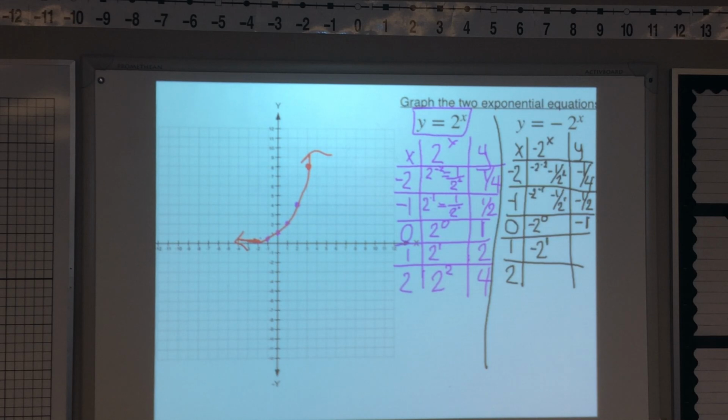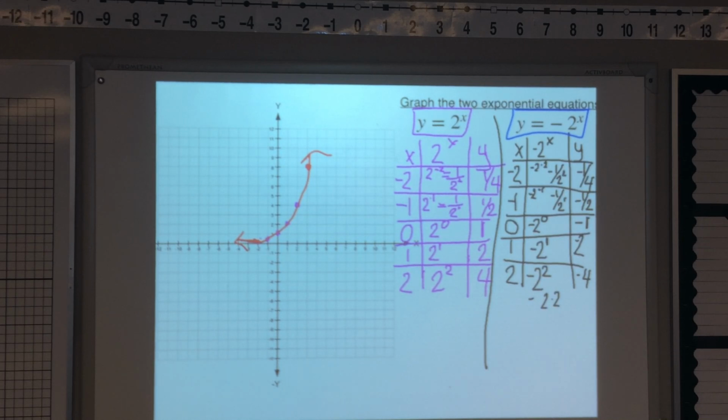-2 to the 1st power, it's going to stay -2. Okay. And -2 to the 2nd power is really still a negative because it's not in parentheses. So we have a negative and then a 2 times 2 to get -4. So if you notice, the only difference between these functions is the first one, every single answer was positive. And the second one, every single answer is negative. These two are actually reflections of each other, right?